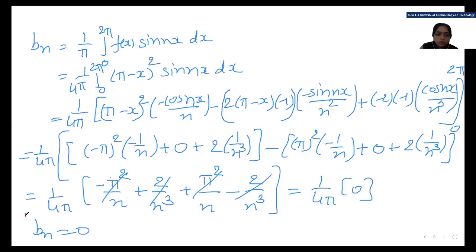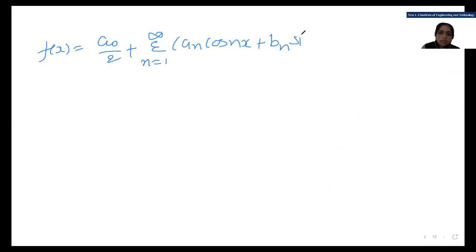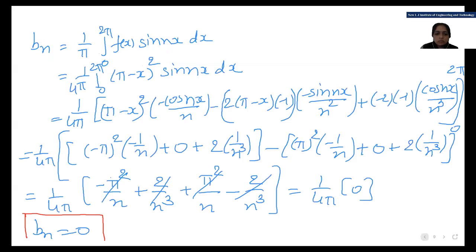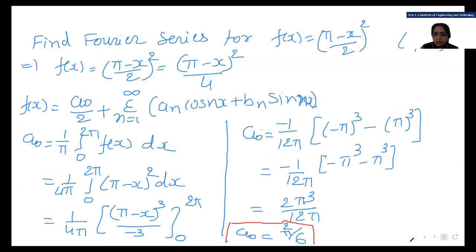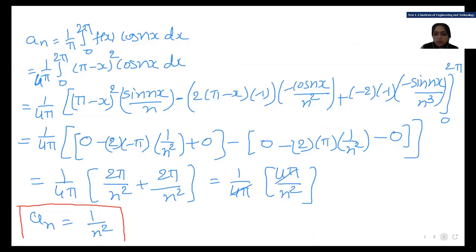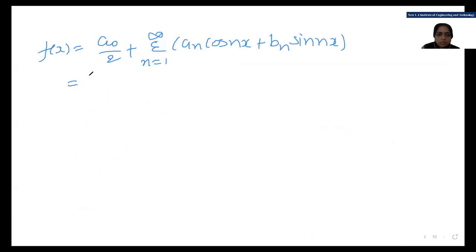Okay. So do you have any doubt for the value of A0, An and Bn? Now we have to substitute all three values in this formula, that is f of x is equal to a0 by 2 plus summation n 1 to infinity an cos nx plus bn sin nx, right? Now what is the value of a0? The value of a0 is pi square by 6. The value of an is 1 upon n square, and the value of bn is 0. So this is pi square by 6, so 6 into 2, so 12.